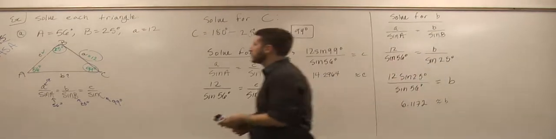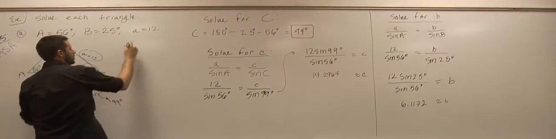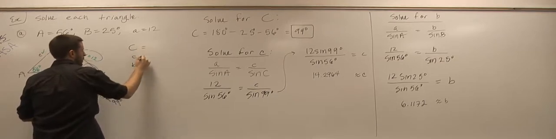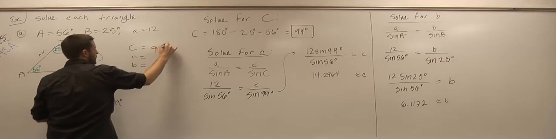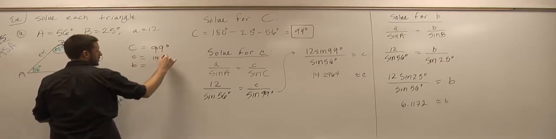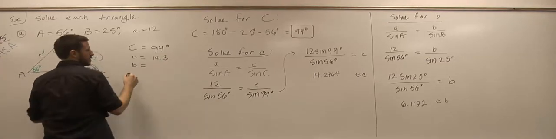So what are my answers? I was given big A, big B, and little a. I found big C, little b, and little c. Big C is 99 degrees. Little c rounded to 1 decimal place because that's what the instructions say. And we're done at this point. And then little b rounded to 1 decimal place.